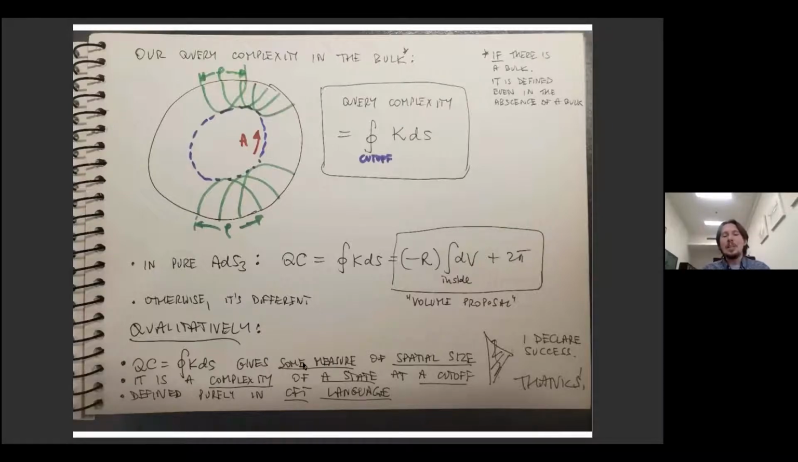Still, we got some measure of complexity, which truly measures spatial sizes from the boundary point of view. And I emphasize that we're doing it entirely in the CFT language. So we're not looking up what happens in the bulk and only then modifying our definition of complexity. The complexity we defined here, this query complexity, is entirely a CFT concept. So therefore, I declare success, and that's all I have to say today. Thank you very much.